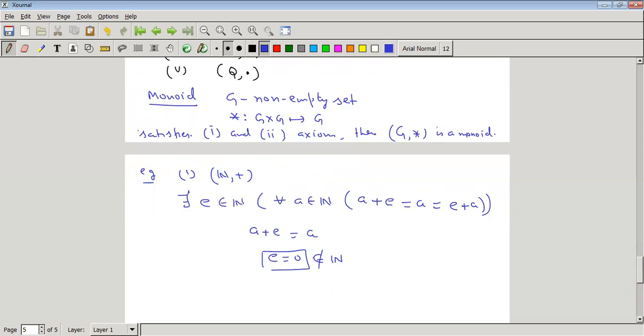So we can say there does not exist E belonging to N, E equal to 0 belonging to N, such that A plus E is equal to A, because we cannot find E. So this property is not satisfied. So N under addition is not a monoid.